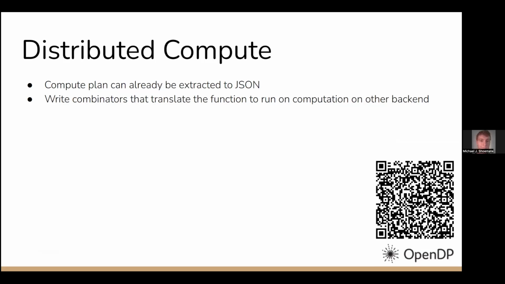The thinking around this is that the compute plan I'm talking about, this DSL, can already be extracted to JSON. So someone else can use this stub to write combinators. Combinators are things that take a measurement and output a new measurement, that replace the function to run the computation on different backends. The stub is there for that work to be done, but I don't anticipate us, or at least me and Chuck, having the resources to build that out in the next year. Hopefully someone else will do it.